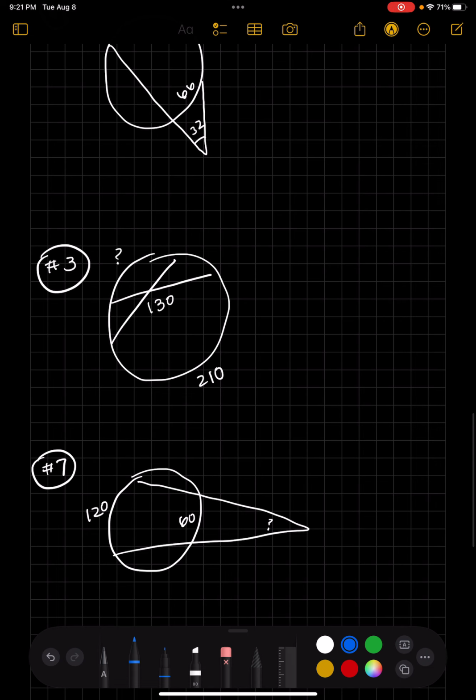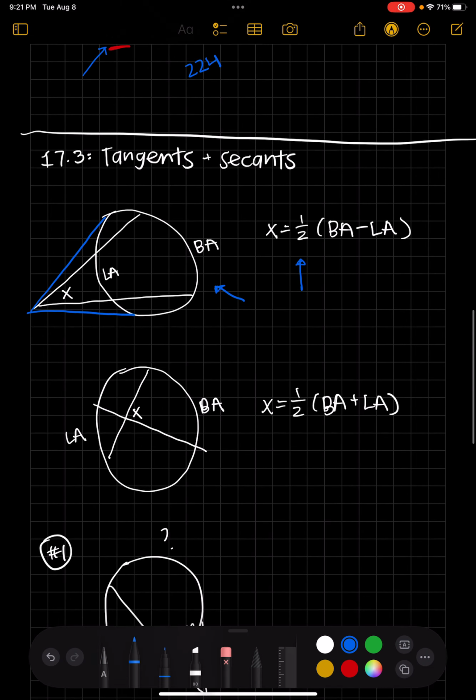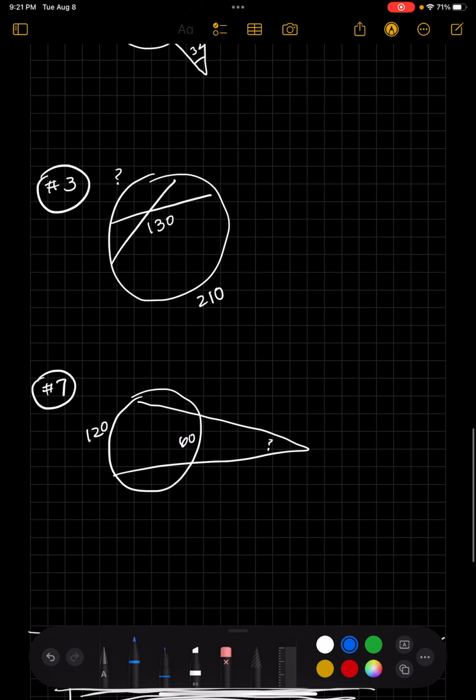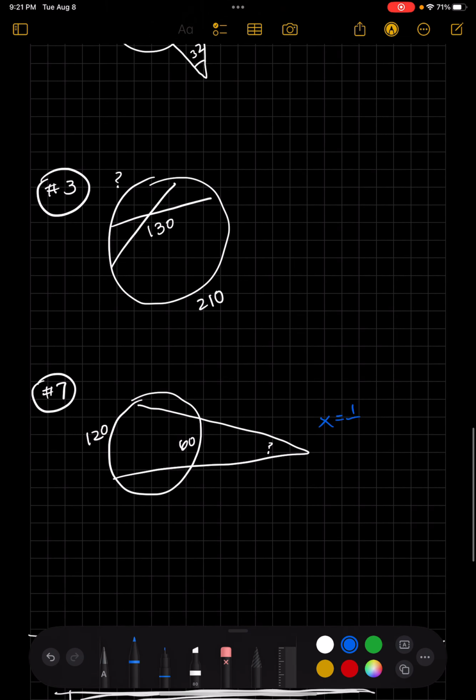Because you have the angle on the outside, we're going to use that top equation, which is x is equal to 1/2 big arc minus little arc. So I'm going to write that down. x is equal to 1/2 big arc minus little arc. And then we just plug in everything that we know.